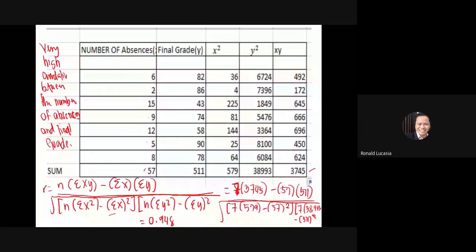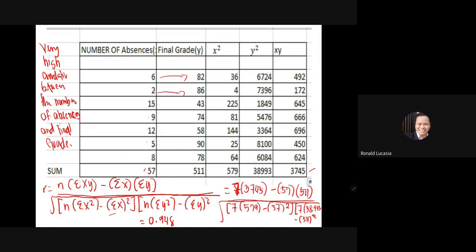Interval and ratio. When you say interval, you know the difference between the two data, but you don't have a zero reference. Ratio, you know the difference between the two data and you have the zero as a point of reference. Say, for example, we have here 6 and 82. We know the difference between 82 and 6, which is 76.